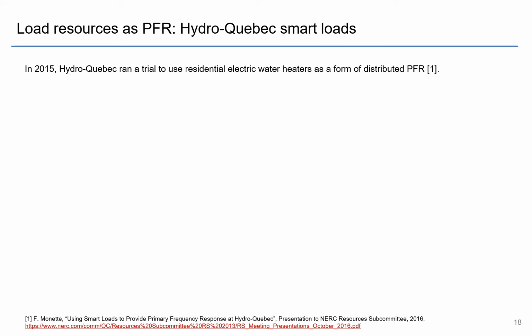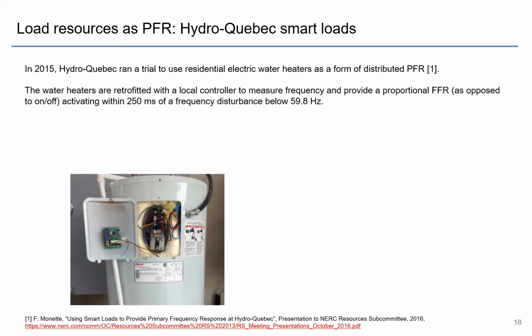A couple of years ago, Hydro Quebec ran a very interesting trial to use distributed load resources as PFR. In this trial, they used residential water heaters and retrofitted them with a local controller to measure frequency and provide a proportional fast frequency response, as opposed to on-off, activating within 250 milliseconds of a frequency disturbance below 59.8 Hz.